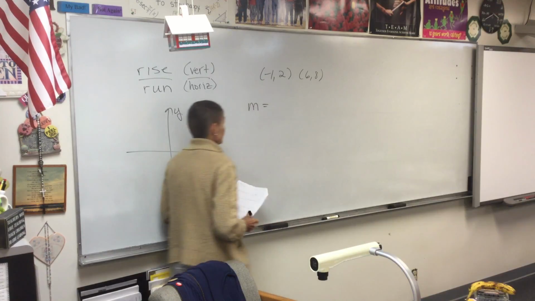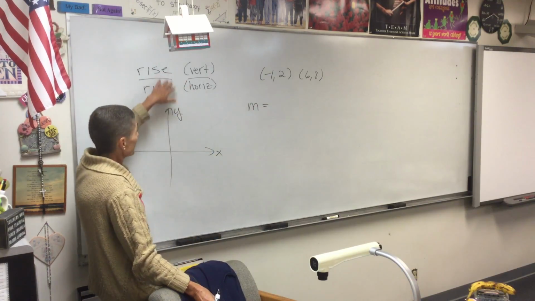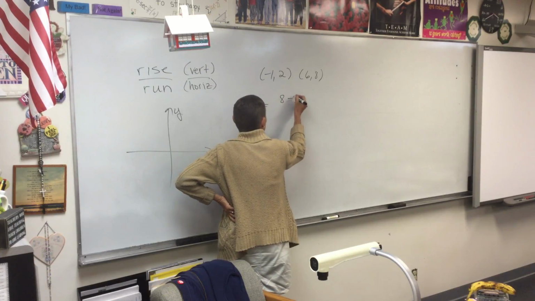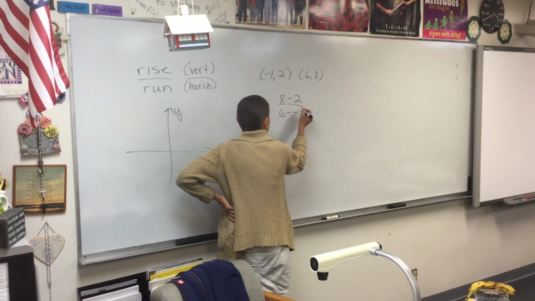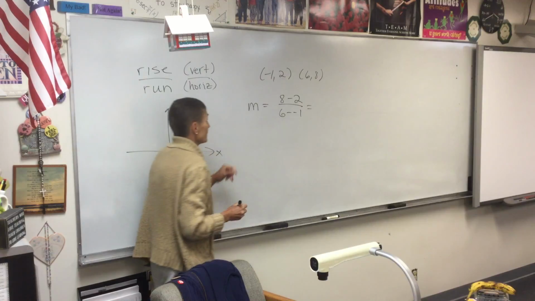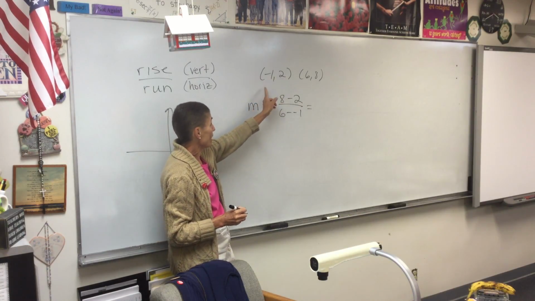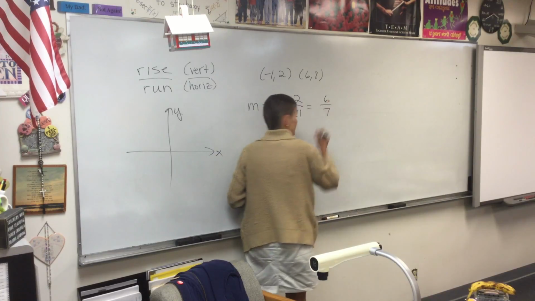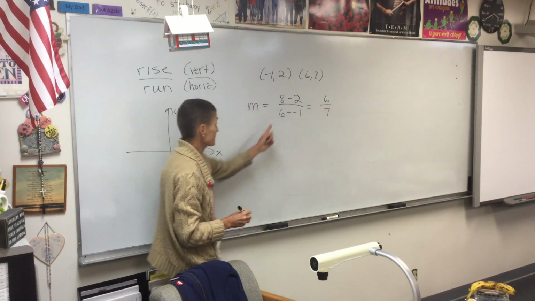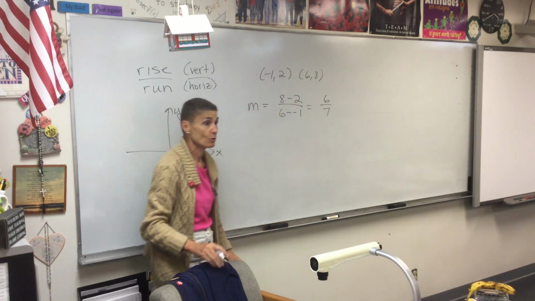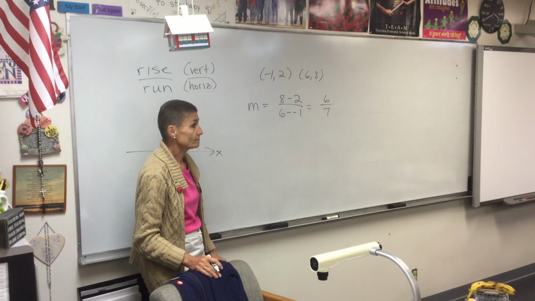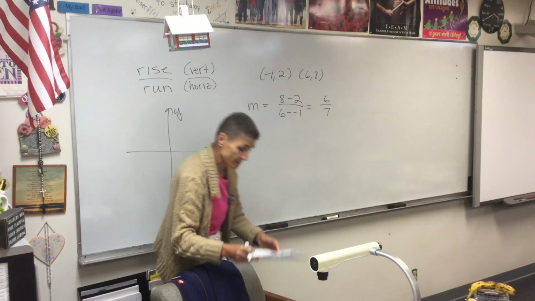All right, back to slope. Here we go. So we want rise over run, y's over x's. So we take y minus y over x minus x. Y minus y over x minus x. So we end up with 6 over 7 as our slope. 6 minus -1 is 7. Are you okay with that? You remember doing slope before? Yeah, that's pretty easy stuff.